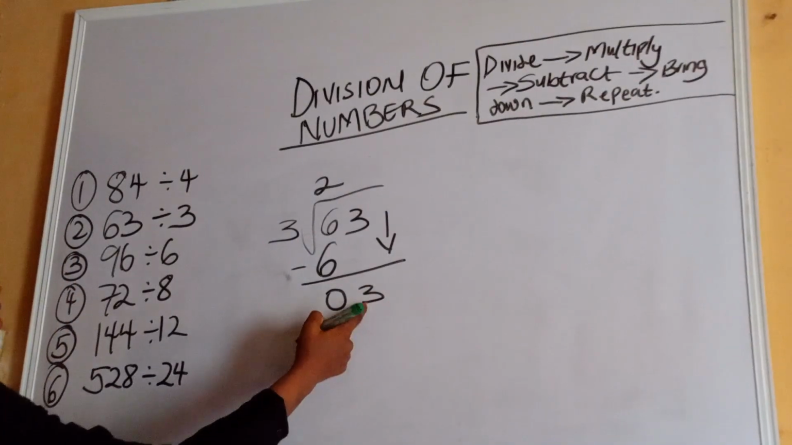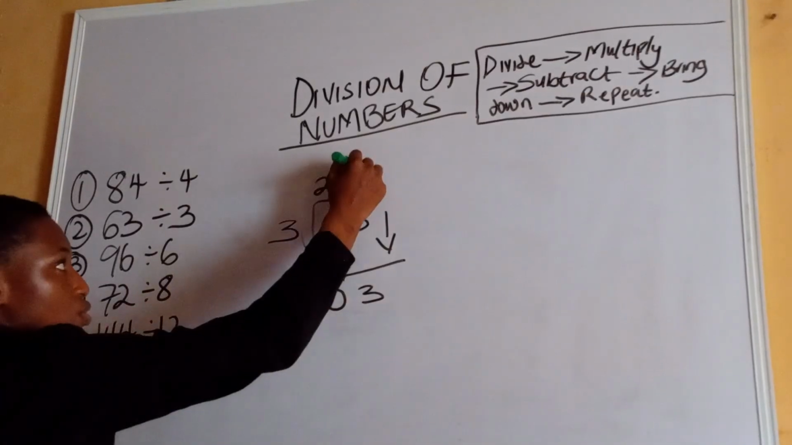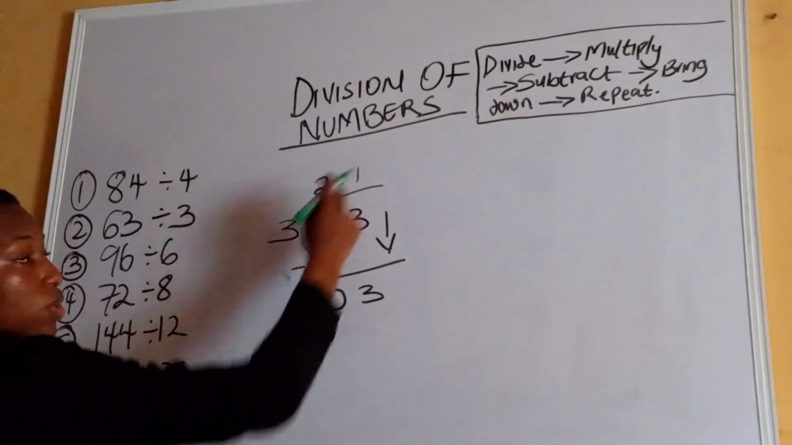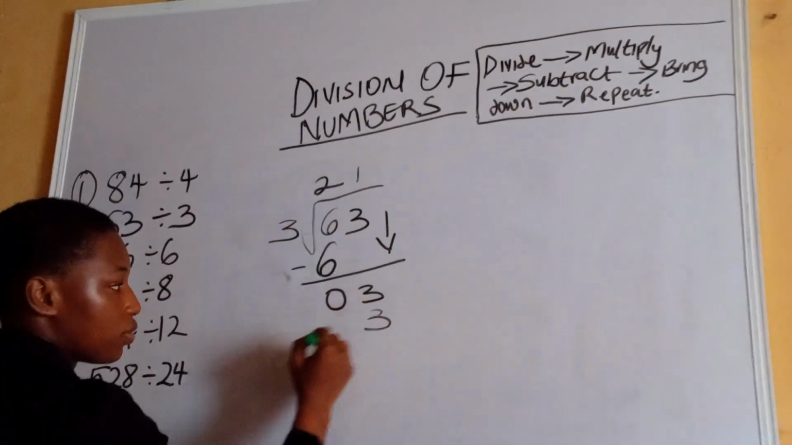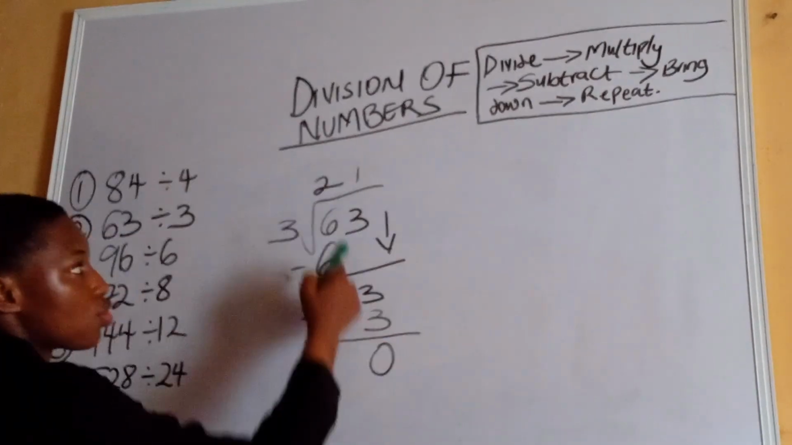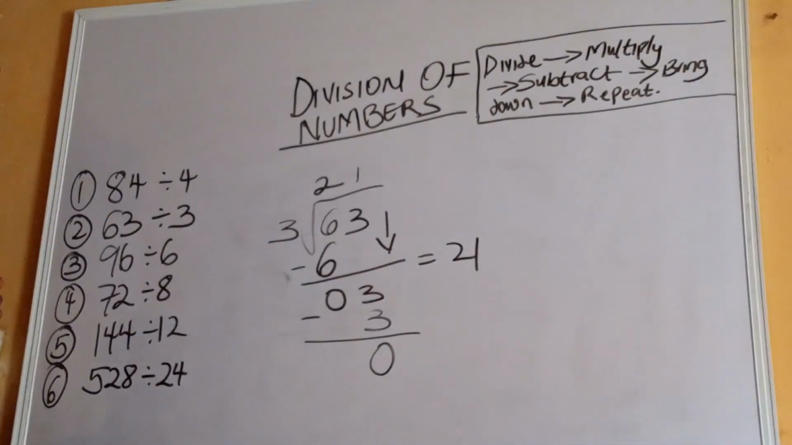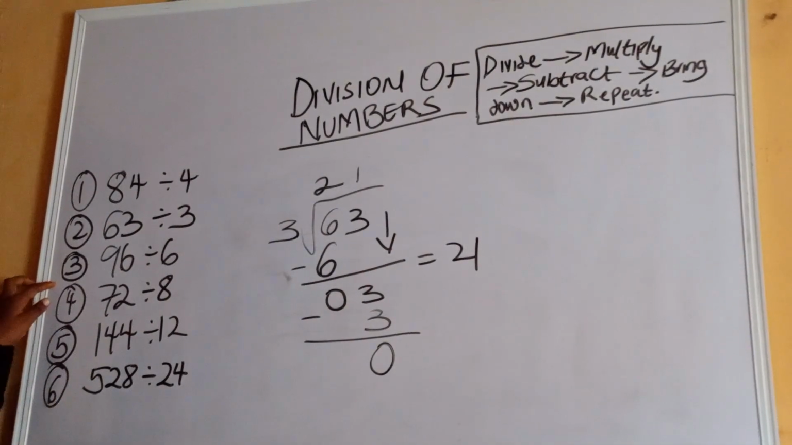Then you look again. How many 3 can you get from 3? That's 1. So you put 1 there. 3 times 1 is what? 3. And you bring your 3 down. Then you subtract. So 3 minus 3, that's 0. So your answer is equal to 21. No remainder. I'm going to try and do this third one. So feel free to pause the video so that you can be able to do it.